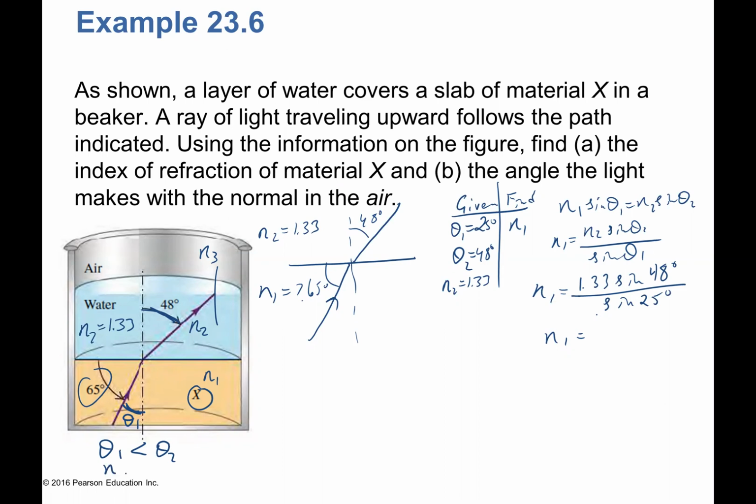This means N1 should be greater than N2. You should predict this, and we do get that. So we get 2.34 for the index of refraction for this material. All right, so that's part A.